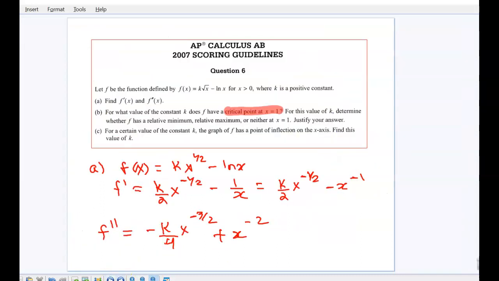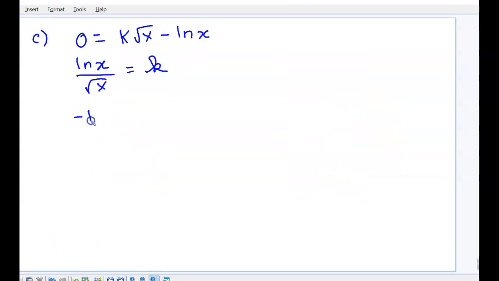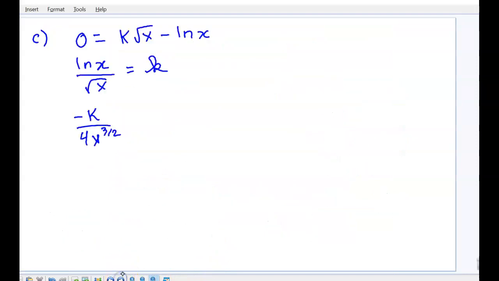So my second derivative was negative k over 4x to the 3 halves. So let's just write that down. Negative k over 4x to the 3 halves plus 1 over x squared. This is my second derivative.